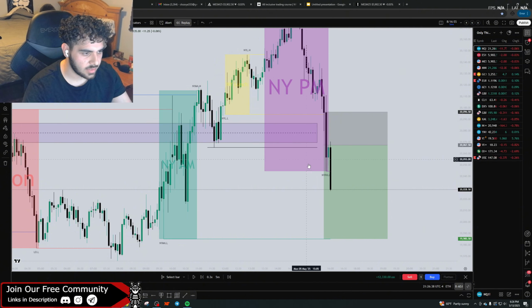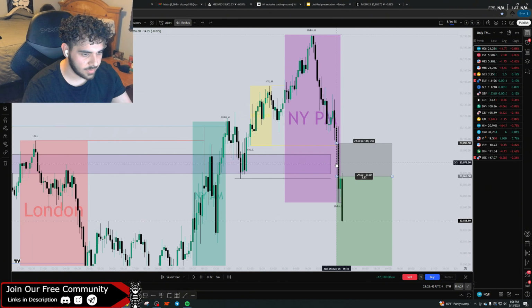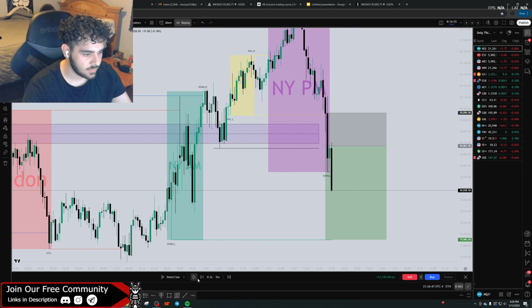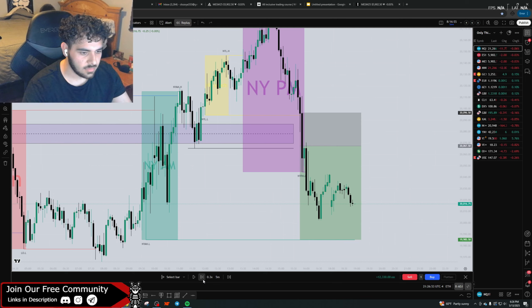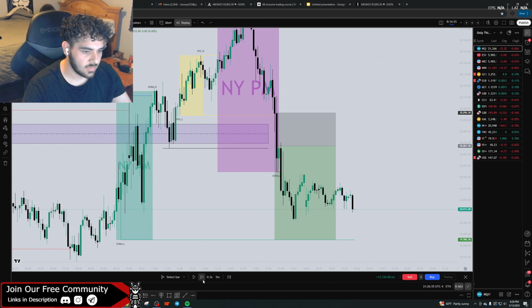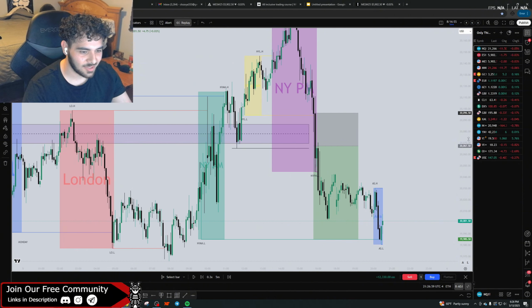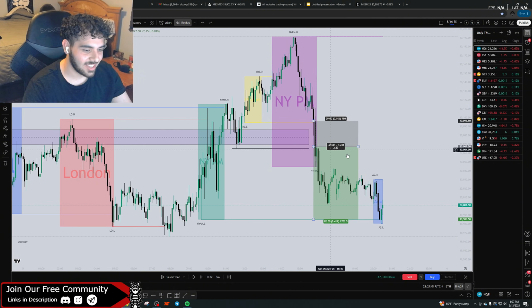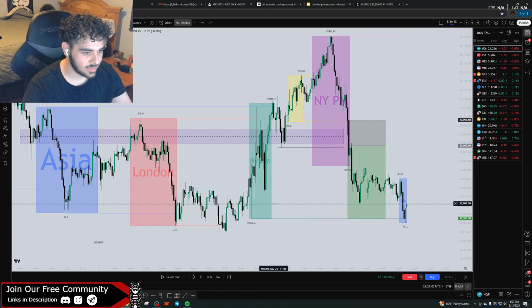Right here, we just come back up. This can be considered a breaker, so this is a unicorn because we have a fair value gap and the block breaker. Again, this is another one of those trades where if you're trading prop firm, then you're not getting it. But overall, it's just good to see what price is doing.